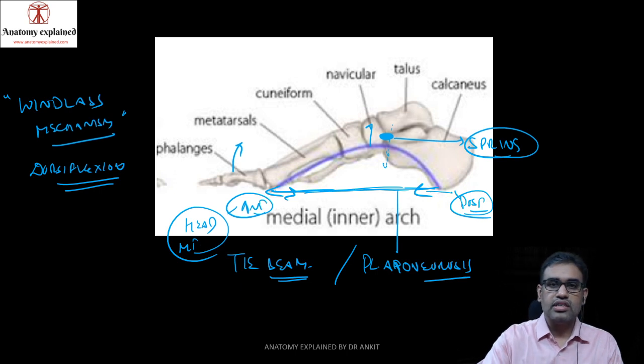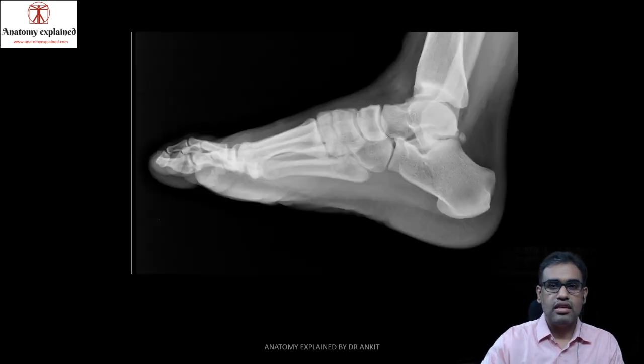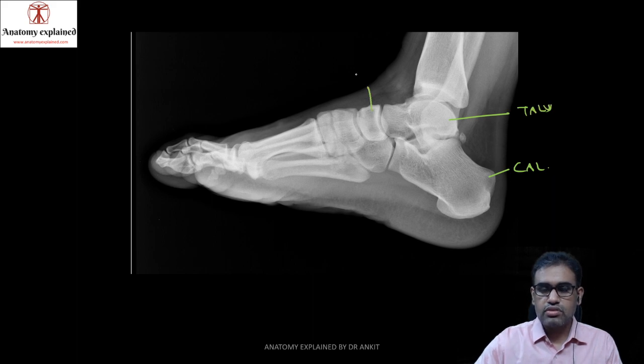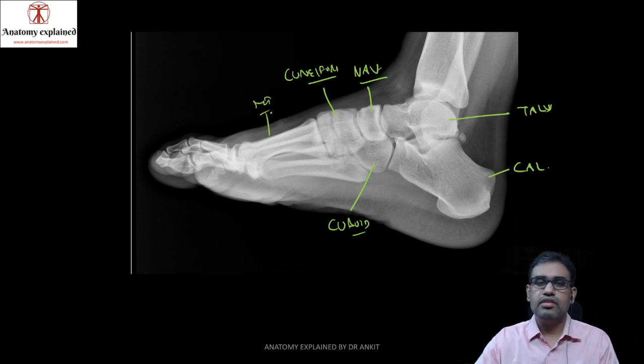About the muscular support, as we just saw, the main muscular support is by the tendons. If you look at this X-ray, lateral view, the muscles here are basically the ones coming from the leg region, from the posterior as well as the anterior compartment. Here we look at the bones: this forms our calcaneum, that forms our talus, and here you have the head of the talus. This would be our navicular. The calcaneum articulates laterally with the cuboid. This location would be the cuneiforms, and here you have the metatarsals and the phalanges in front of it.